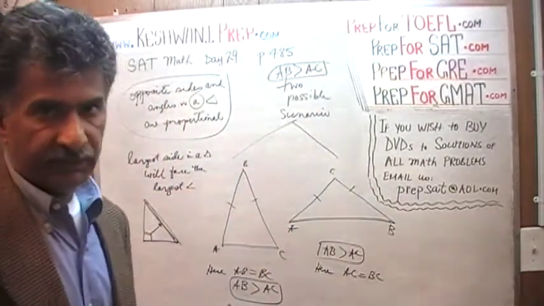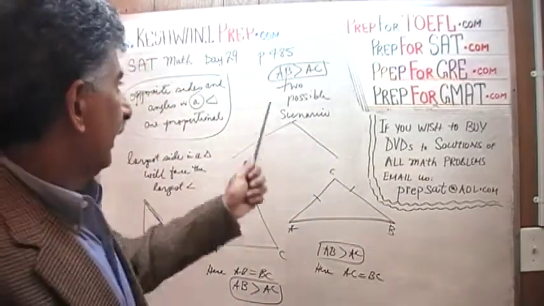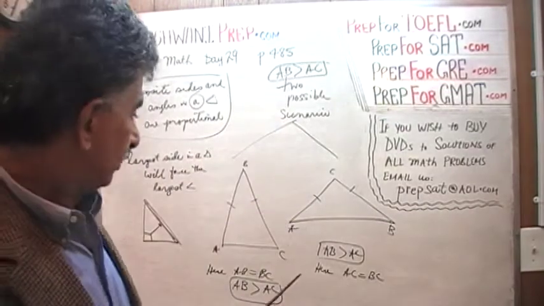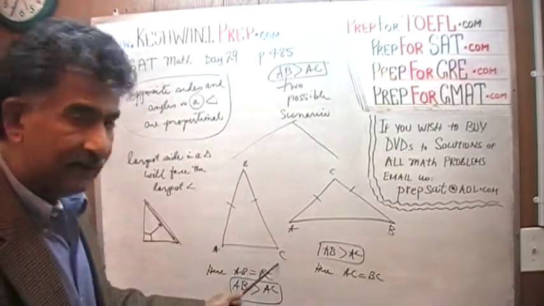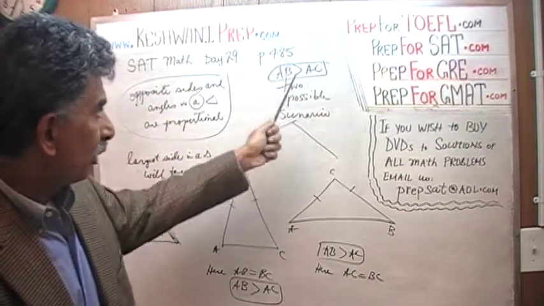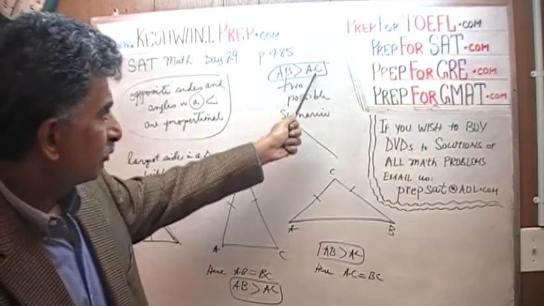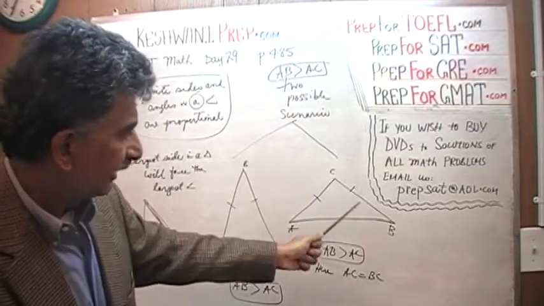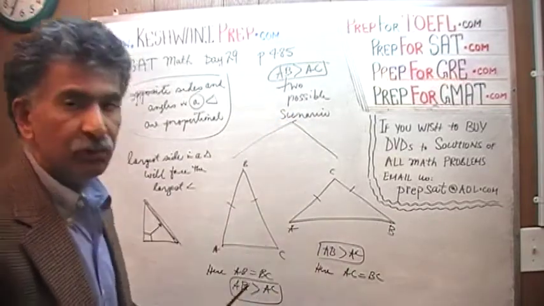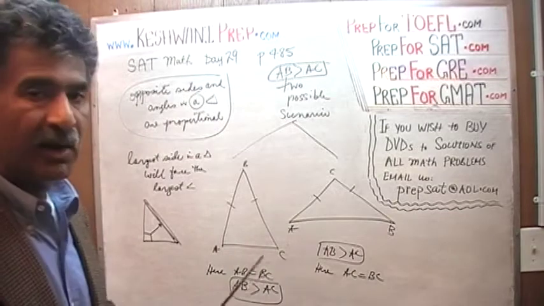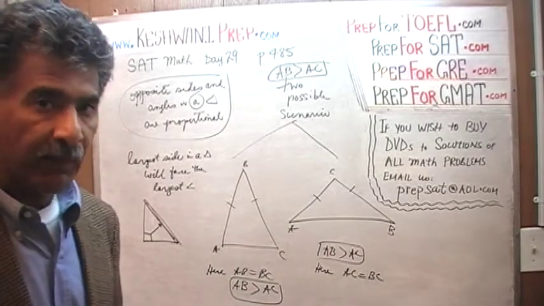Well, obviously those two sides cannot be equal to each other, which means AB has to be either equal to BC or AC, the smaller of the two sides. AC is smaller than AB. Maybe the smaller side, AC, is equal to the other side, BC. These are the only two possible scenarios. But let's see what happens in these two scenarios.